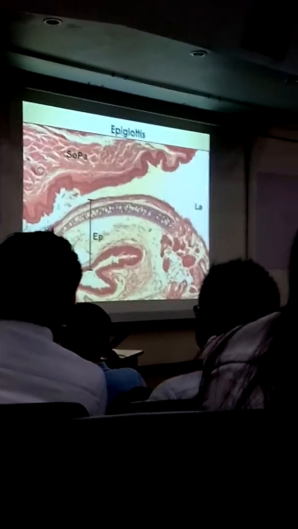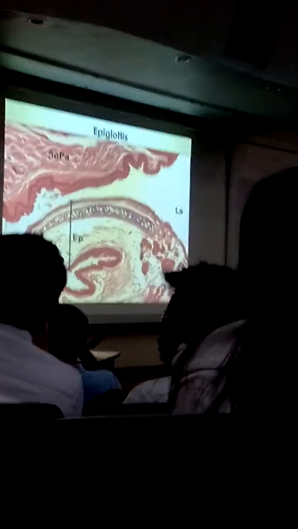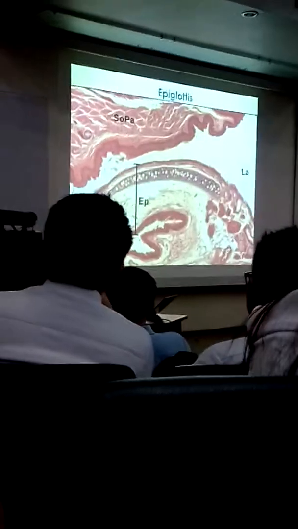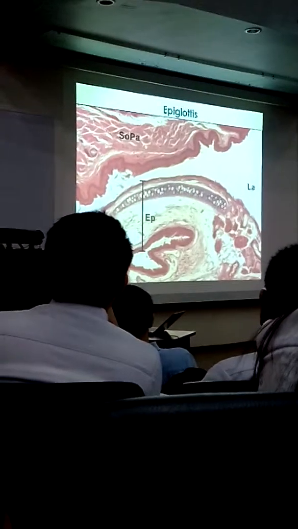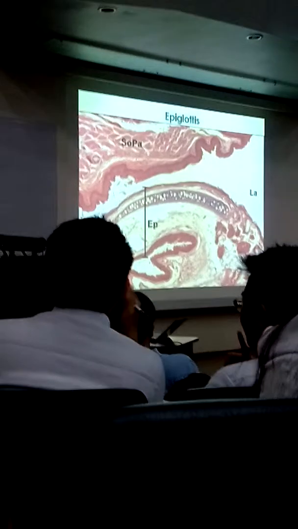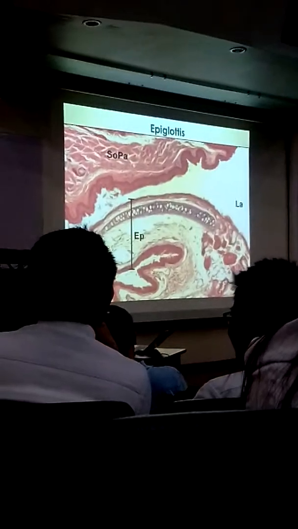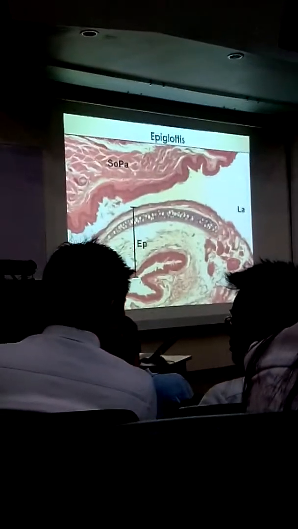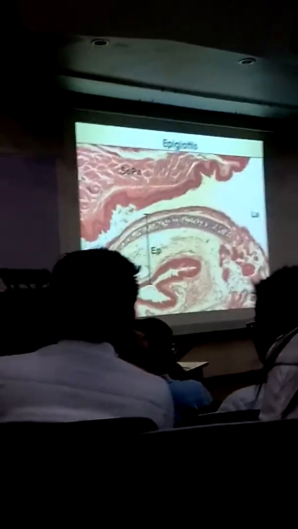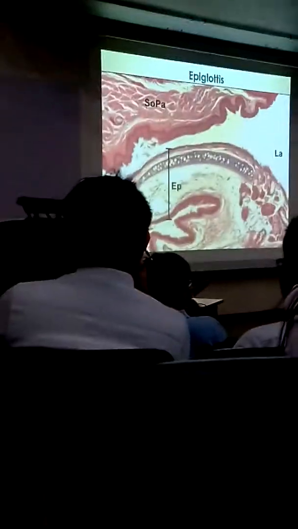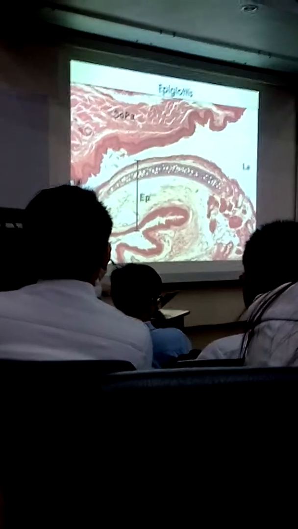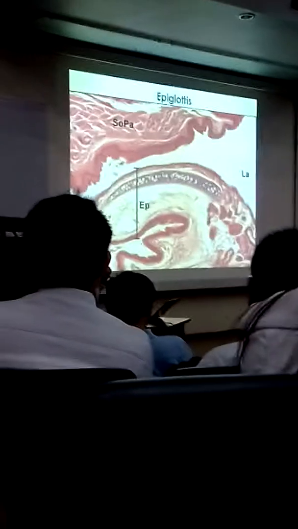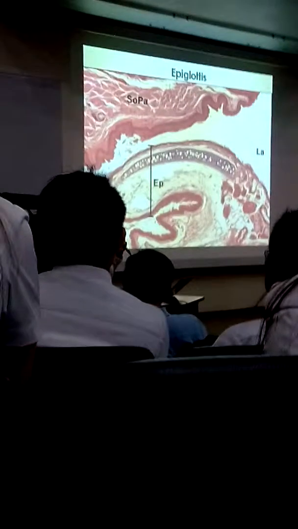So this is the histologic appearance of your epiglottis. What is the function of your epiglottis? It prevents the So it is, as I said earlier, an elastic cartilage. It has glands. What kind of glands?